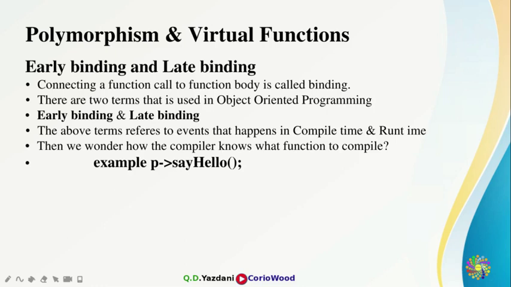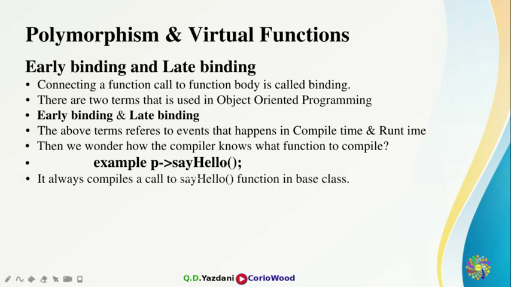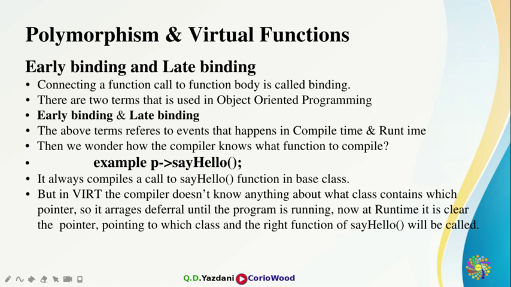Even the compiler doesn't know, because we have created an interface, an abstract class, and a pure virtual function, which we set equal to 0. Then how does the compiler know which one to call? As I said, the compiler creates a virtual table inside, and then points it towards the function. It always compiles a call to the say hello function in the base class. That's how you are going to see virtual. That's the virtual table, sometimes written in lowercase as vtable.